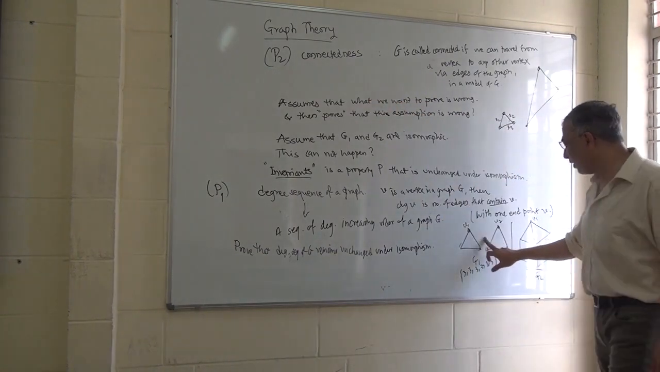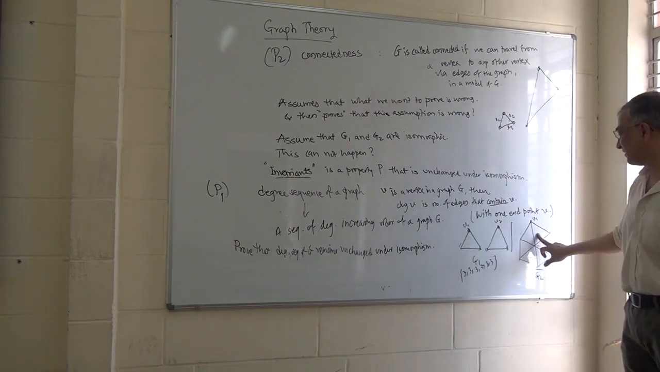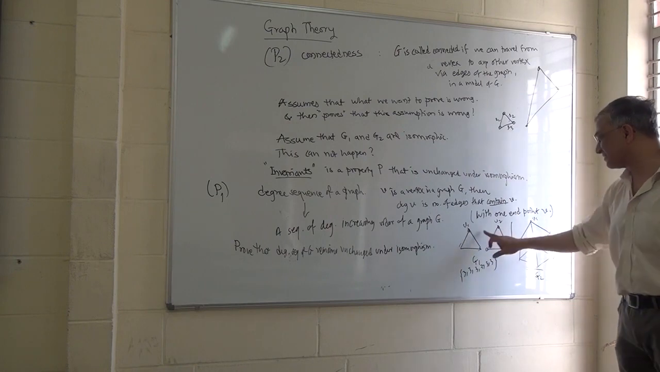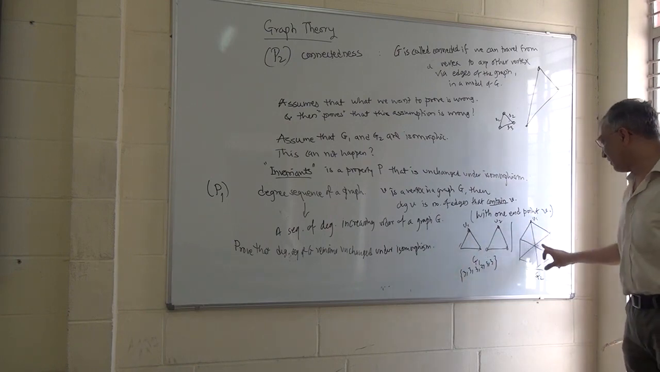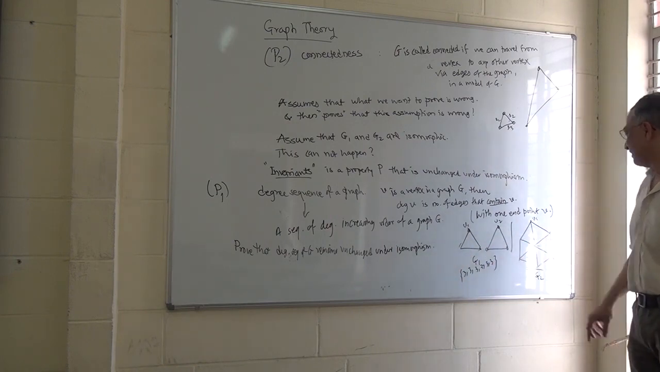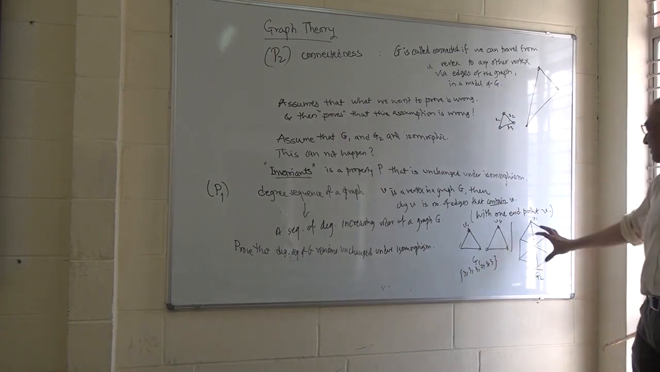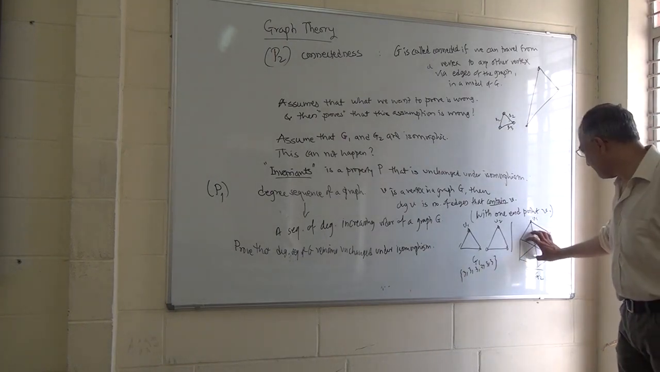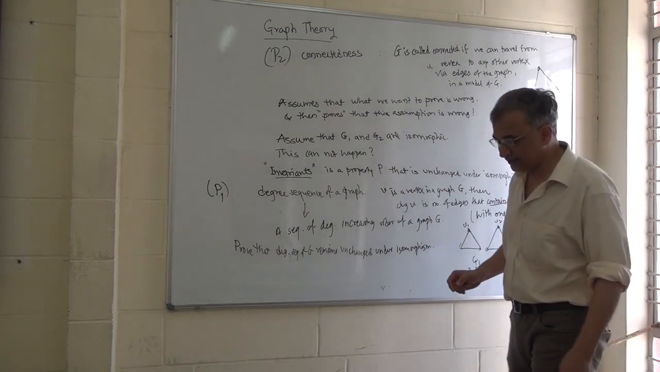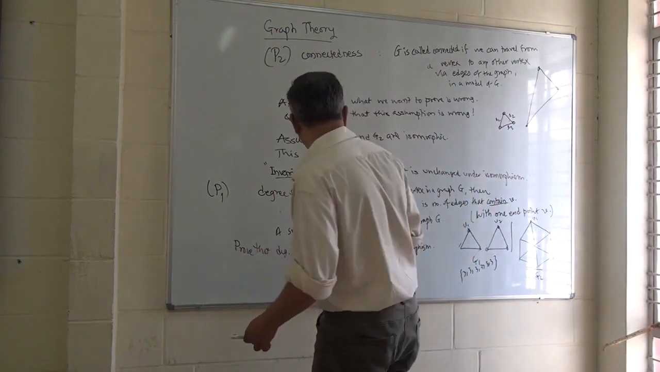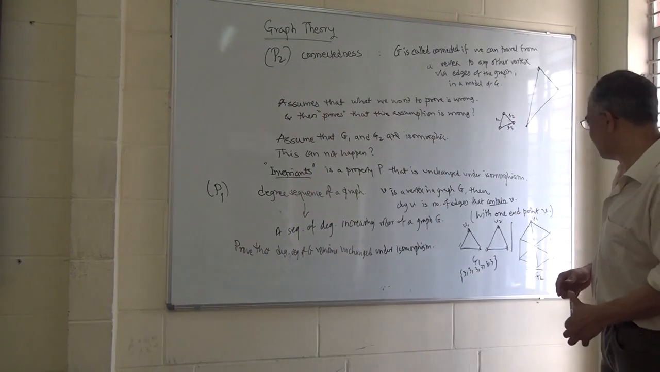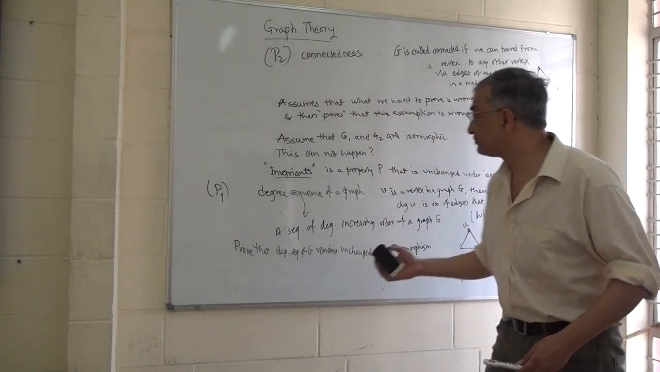And here this is not a connected graph and this is a connected graph. So even though the vertices are the same, the number of degrees are the same, still they are not isomorphic. That's what it is. Okay.